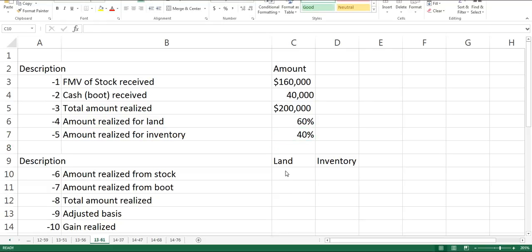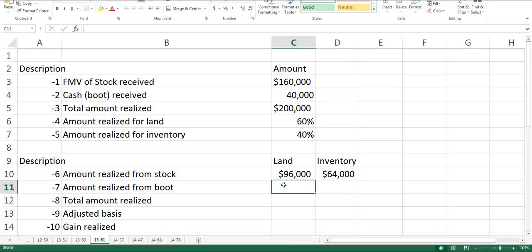All right, we're going to take a look now and basically take this amount here as my fair market value, and then we're going to do some calculations using the percentages that we have here. For the land, it's a part of the stock that we received. We're taking the 60% of the $160,000, which gives us $96,000. And then for the inventory, we will take the same amount but multiply it times the 40% that we have for the amount realized for inventory. So that gives me $64,000.